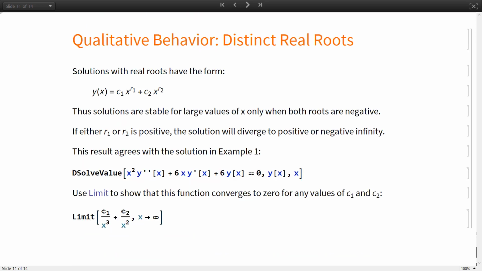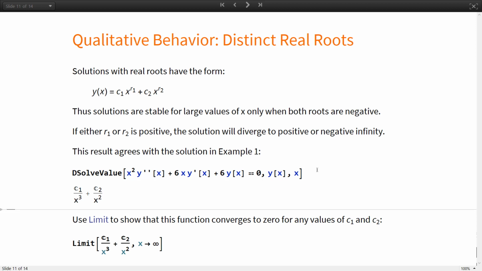When the roots are real and distinct, the solution will take the form given here as a linear combination of x to the r functions, with the two roots being the values of the two exponents. Solutions of this form will converge to 0 for large values of x only when both of the exponents are negative. If either of the r1 or r2 are positive, the solution will diverge for large values of x. This is the type of solution we found in example 1. Using limit, we see that the solution does indeed converge to 0 as x goes to infinity.